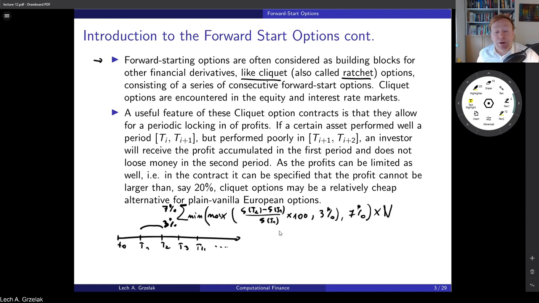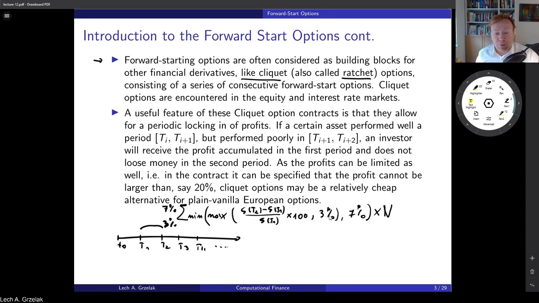However, in order to price it, we need to know something about how to price those types of forward start options, the performance options. And this is the description of the clique options, where the profits can be limited and the contract can be specified in a way that we can have a sequence of performances, and that's our derivative that we wish to price. If we go further, so if we just define this payoff, this is exactly what we had here. So here we had a maximum, then we had a performance and 3%.